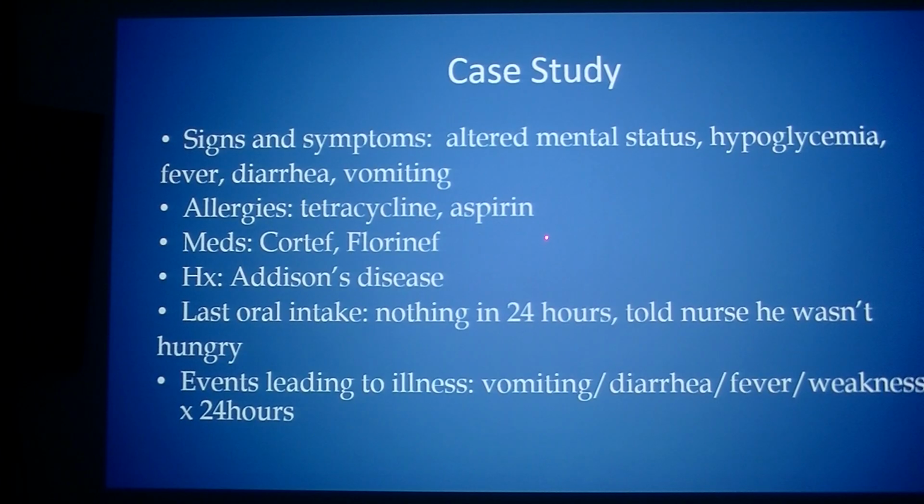So the signs and symptoms are altered mental status, hypoglycemia, fever, diarrhea, and vomiting. Allergies to tetracycline and aspirin. Meds are Cortef and Florinef. History of Addison's disease. His last oral intake was nothing in 24 hours, told the nurse he wasn't hungry. Events leading up to the illness, vomiting and diarrhea, fever and weakness for 24 hours.